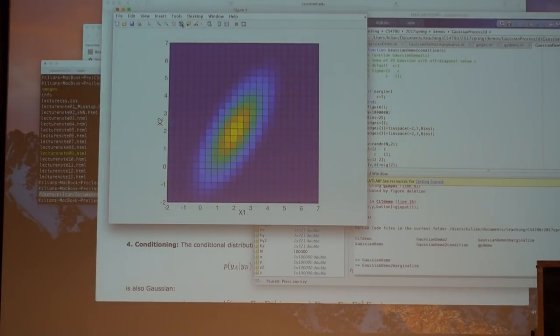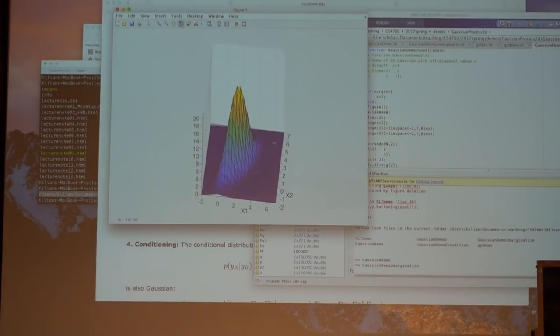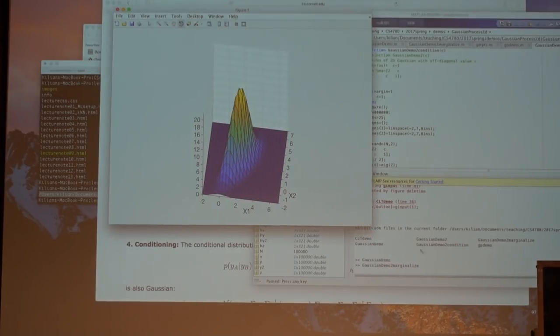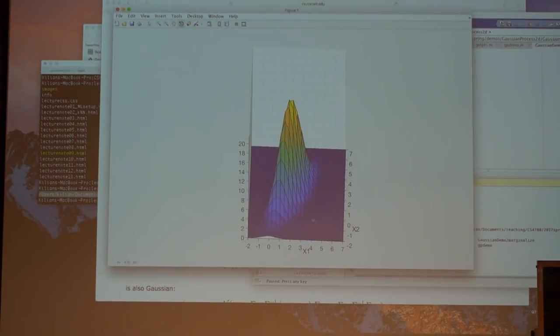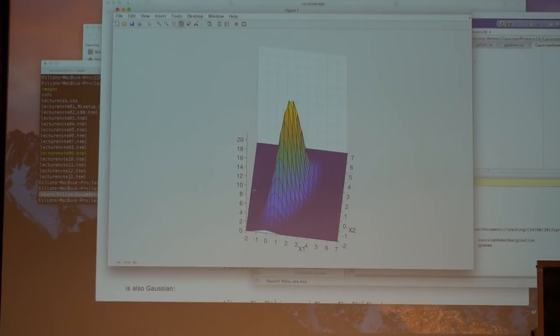I can actually make you a 3D plot. Here's a 3D plot. So now you can see very nicely that they're basically saying the value of one affects the value of the other. So these two are tied together, okay? And this is a two-dimensional Gaussian distribution.